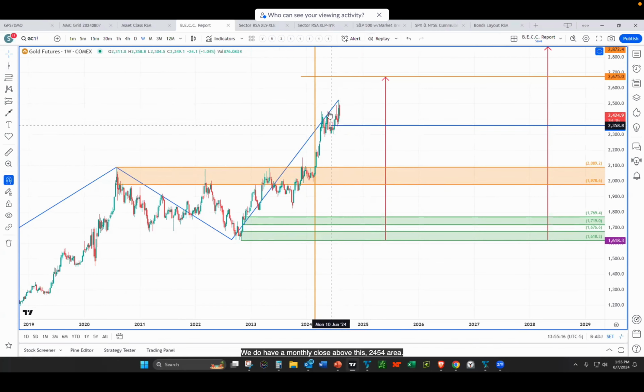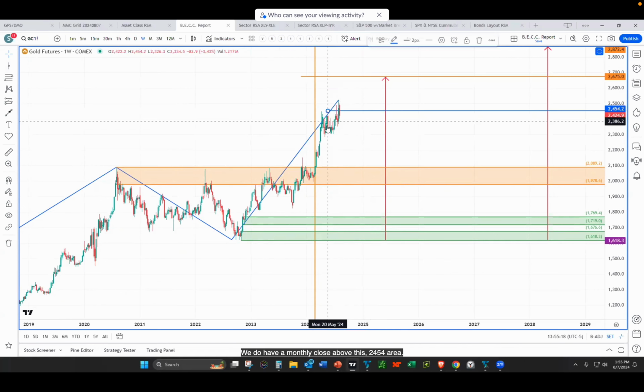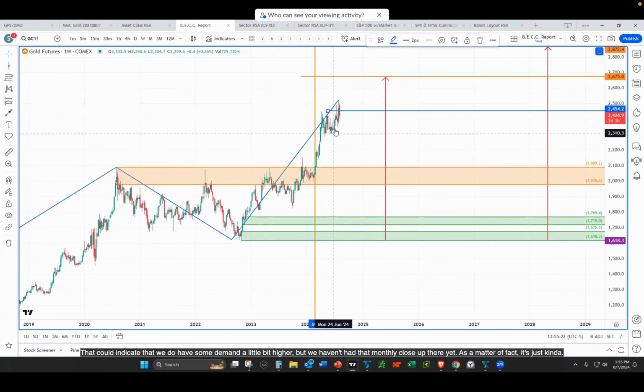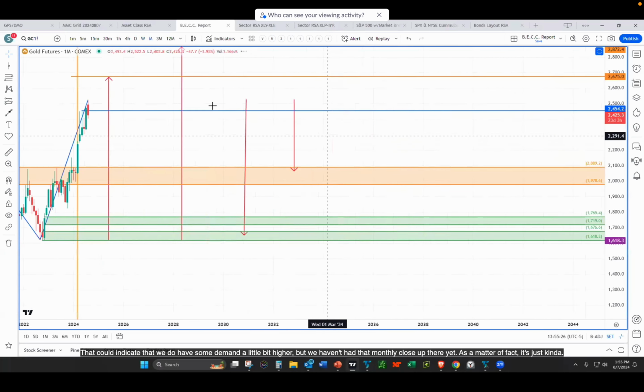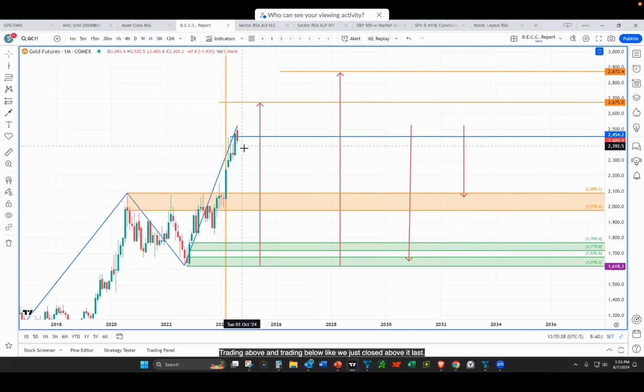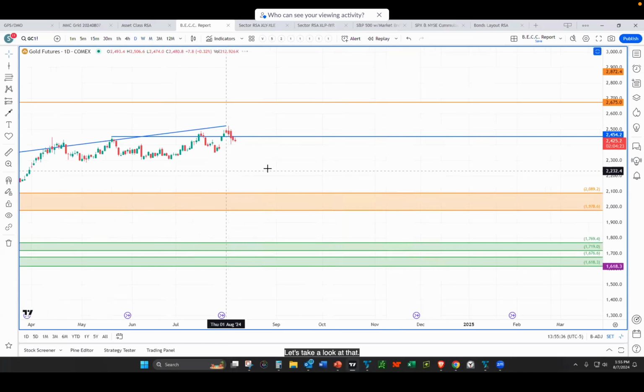Now, in the short term, if we do see that gold continues to trade higher here, and we do have a monthly close above this 2454 area, that could indicate that we do have some demand a little bit higher, but we haven't had that monthly close up there yet. As a matter of fact, it's just trading above and trading below. Like we just closed above it last month. Let's take a look at that.